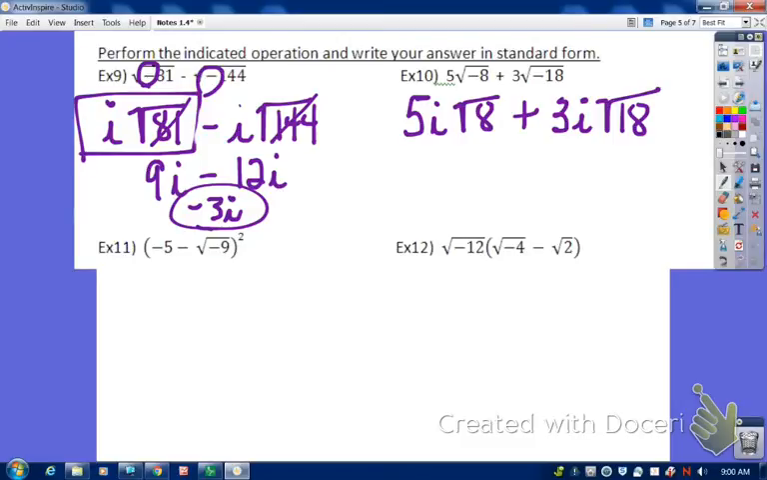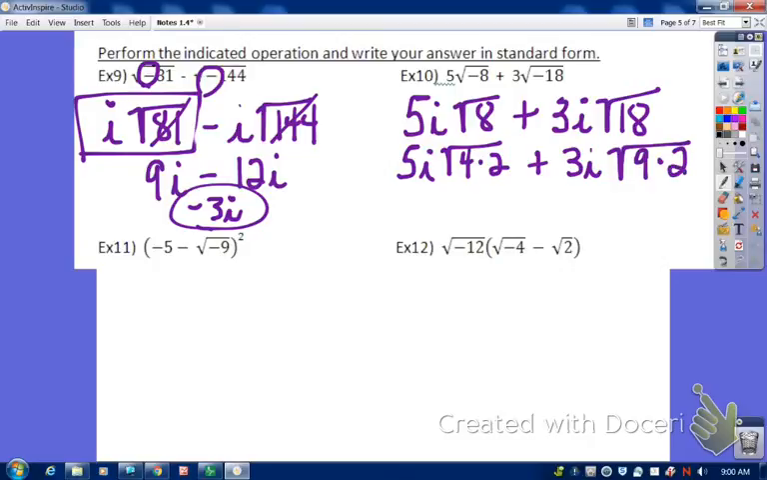What goes into 8 that's a perfect square? Alright, is 8 a perfect square? If it's not, what goes into 8 that is a perfect square? 4. So you're going to break 8 down into 4 times 2. So you're going to have 5i times the square root of 4 times 2. Then what are you going to do with the 18? 9 times 2.